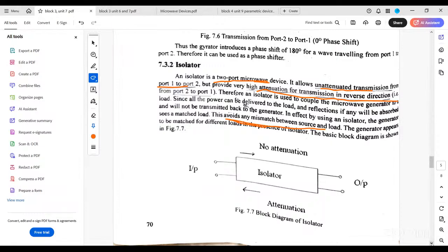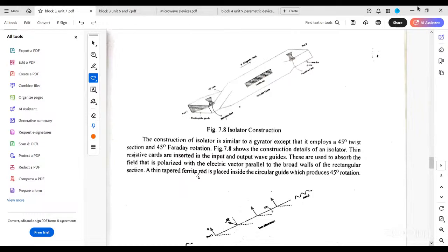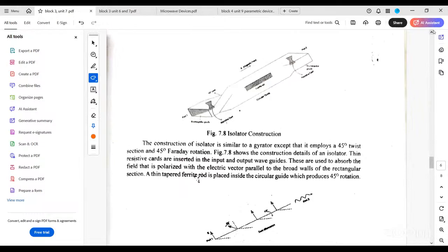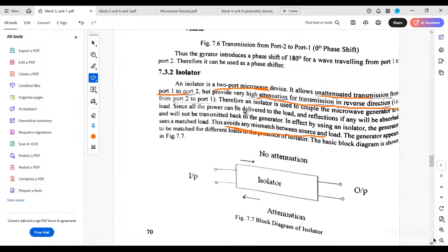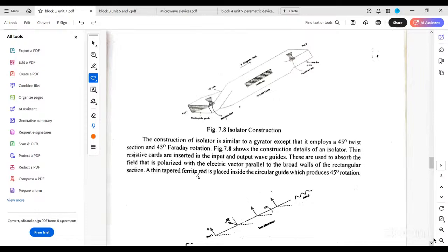After the 7.7 diagram, we have which figure? Figure 7.8. What is the difference between the 7.8 diagram and the 7.4 diagram? Anyone? What is the difference? Here, resistive. I will share a clear image of this one.